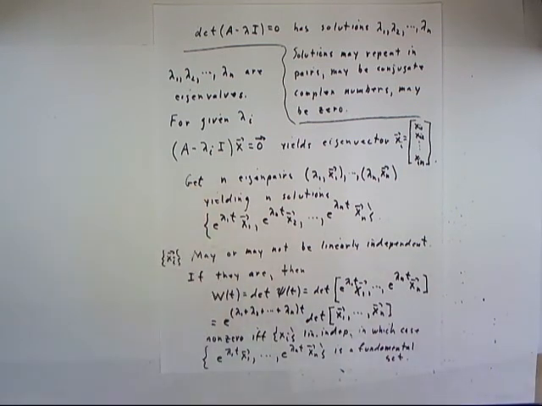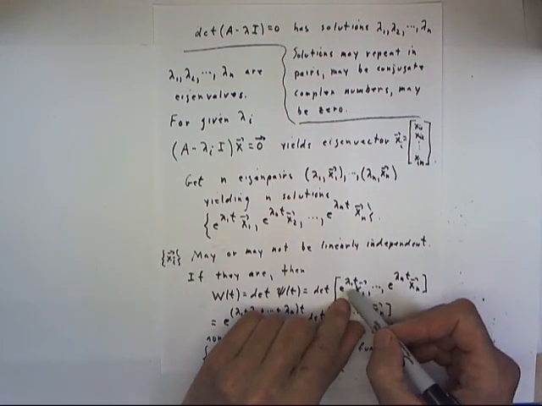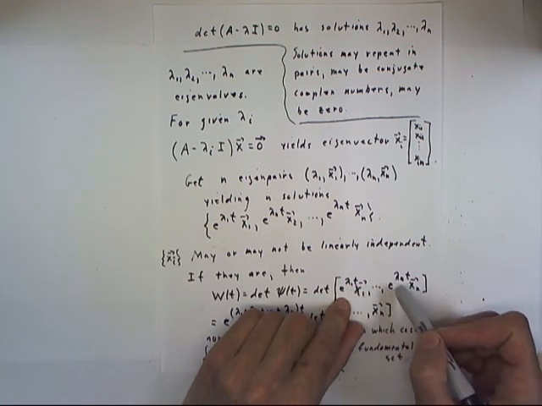The result being that our determinant is going to be e to the lambda 1 t times e to the lambda 2 t times e to the lambda 3 t, etc., up through e to the lambda n t.